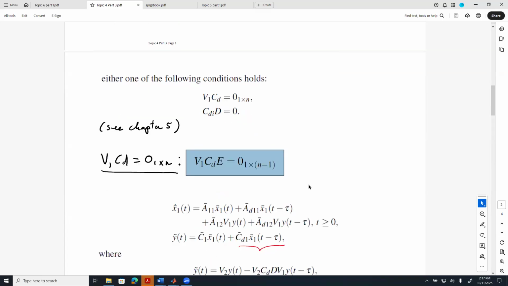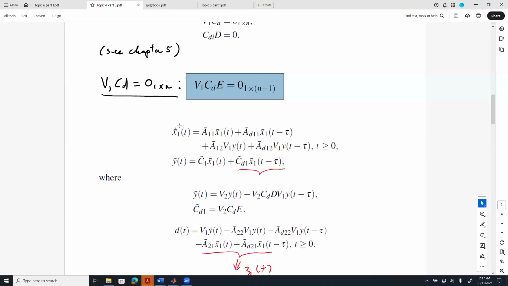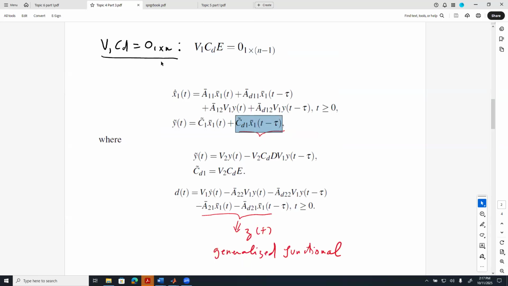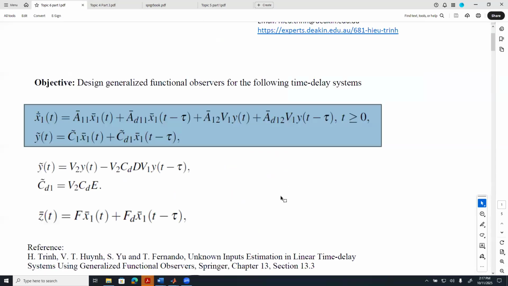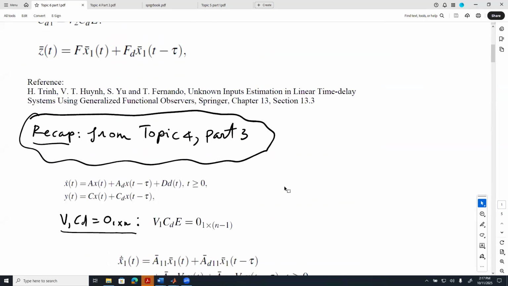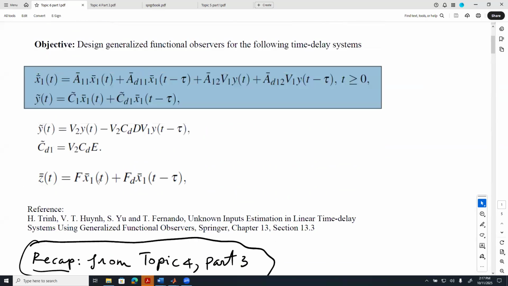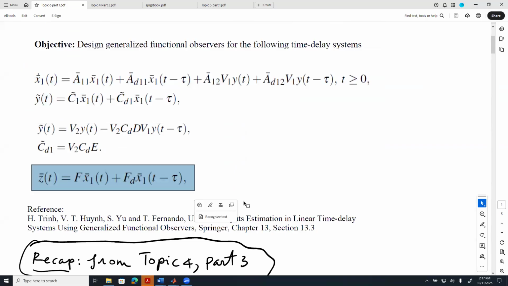And therefore we obtain the decomposition where we got a reduced order time delay system with a delay term in there, and also the generalized functional. Okay, so that's where it came from. And so we need to design a generalized functional observer to estimate this generalized functional for this time delay system.